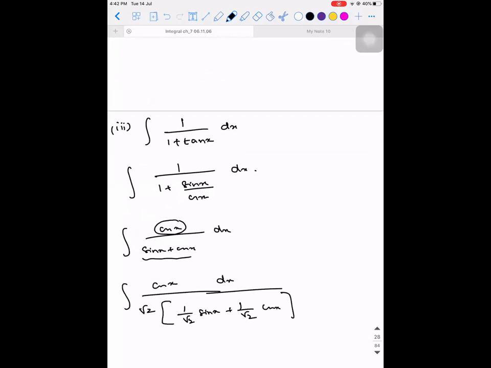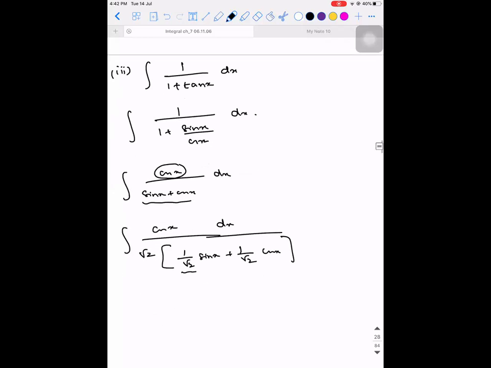Now I have two options in my hand. 1 by root 2, I can either write it as sin pi by 4 or cos pi by 4. It is up to me. But what will I choose? I will try to write the first 1 by root 2 as cos pi by 4 because I need it in the form of sin of something. Only then if I substitute the denominator as t, I will get the numerator as cos. Are you guys able to understand what I'm trying to do?